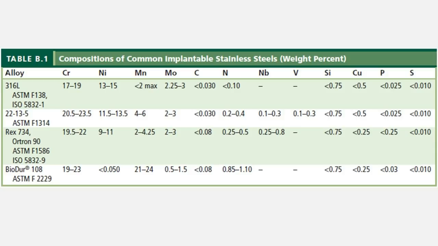Table B1 from the book gives a good overview of compositions of different stainless steel alloys. One of the more common stainless steel ones that I always see is the 316 stainless steel alloy, used both commercially and in biomaterial applications. It's been used a long time in dental implants, orthopedic implants, stents, and a number of different applications that are used for stainless steel.